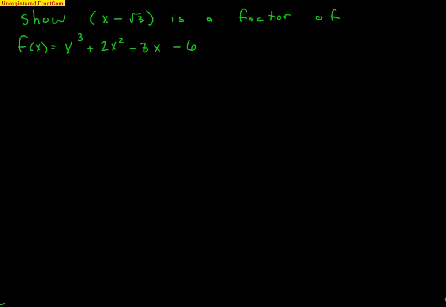Well, to do that, I'm going to use synthetic division. Basically, I want to take my function and divide it by x minus radical 3. If I divide and get a remainder of 0, I have proven that I have a factor. So let's show this real quick.